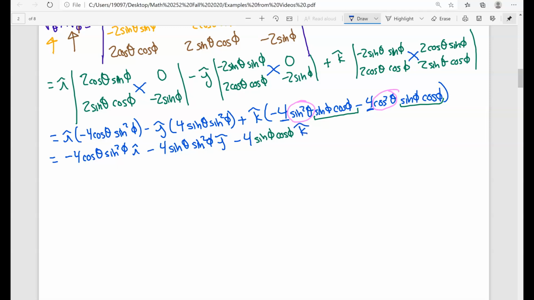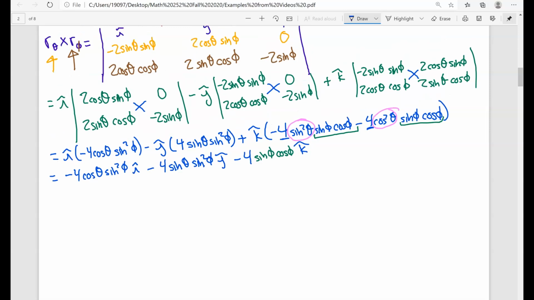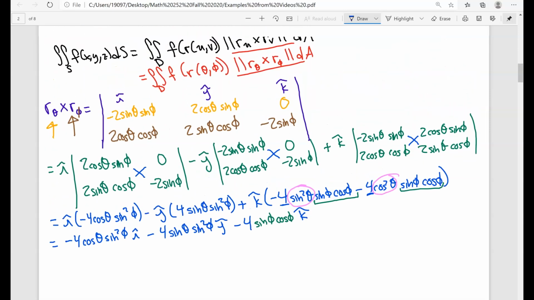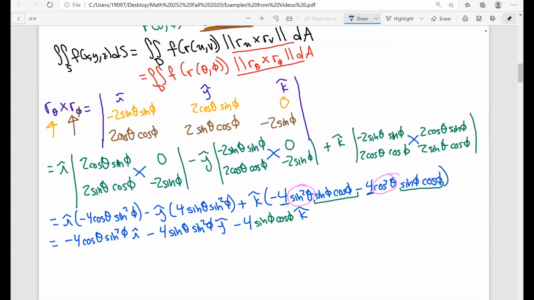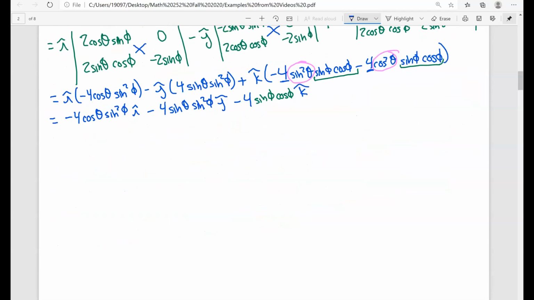All right, we're done with the cross product. But now what we've got to do is something even more horrible. Now we've got to take the magnitude of this guy. So we're going to take the magnitude of r theta cross r phi. So we're going to have to take the square root of all these terms squared.